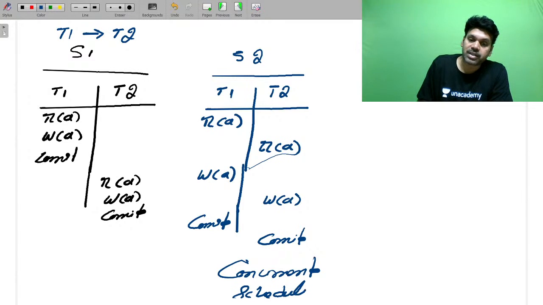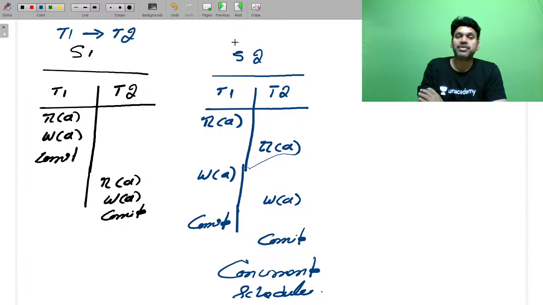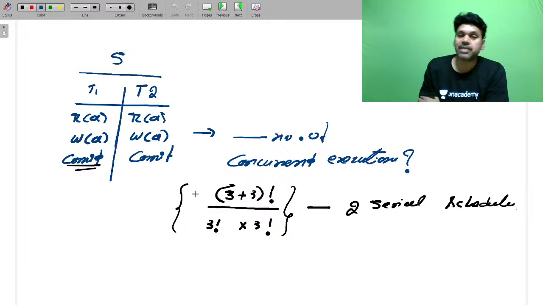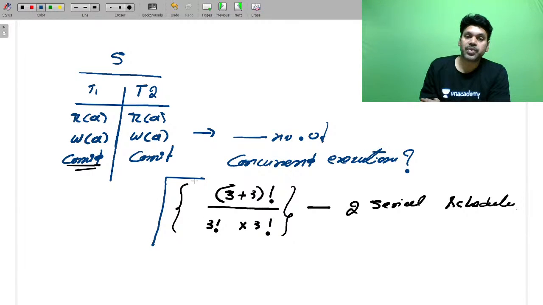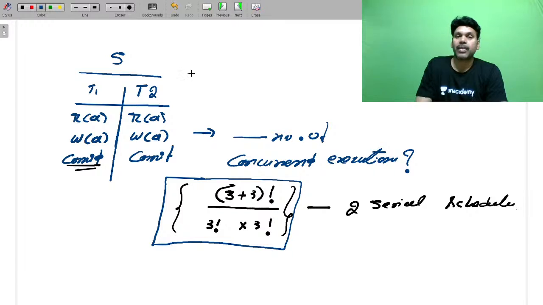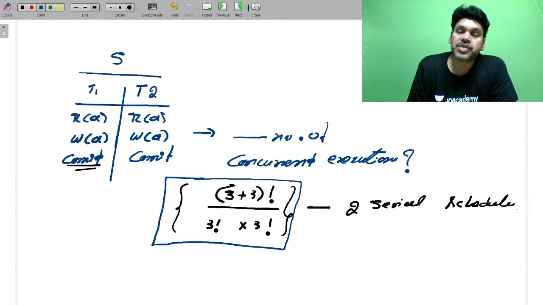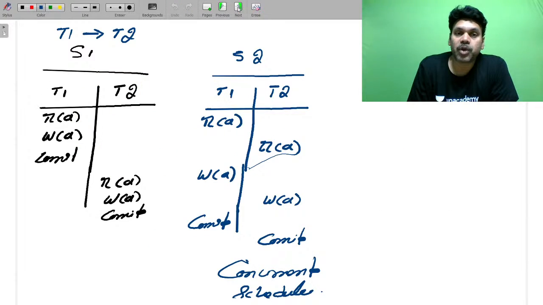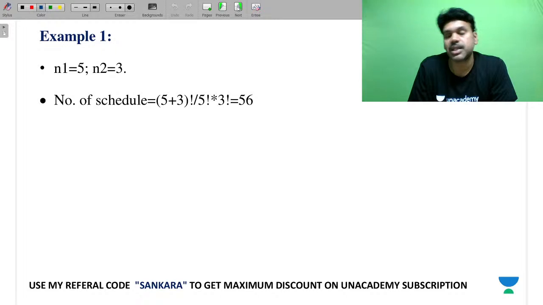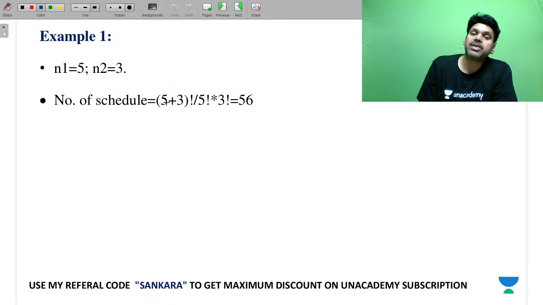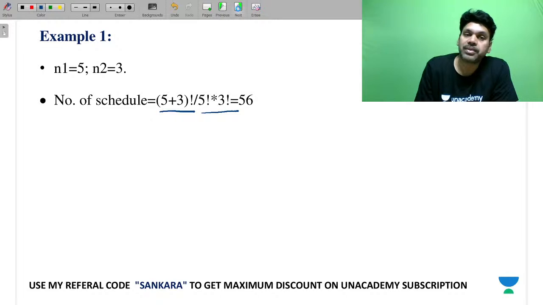So likewise, I can write many of the forms according to this equation. So we need to follow this equation. So what are the problems with concurrent schedule, friends? The problem with a concurrent schedule is nothing but what? Conflicts will naturally occur. So this is one example which I already spoke about. How many number of schedules? So (5+3)! / (5! × 3!).